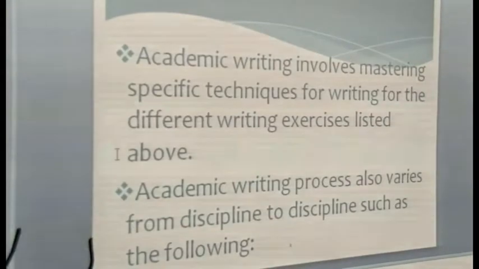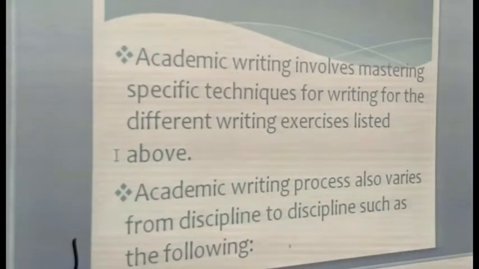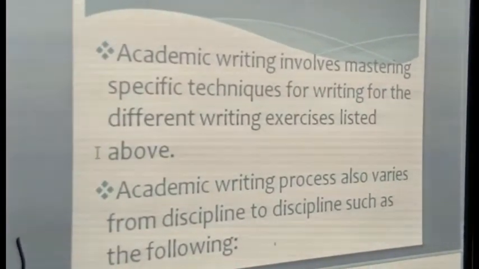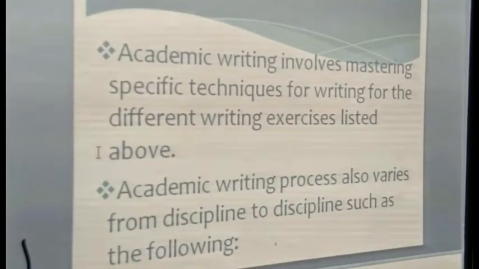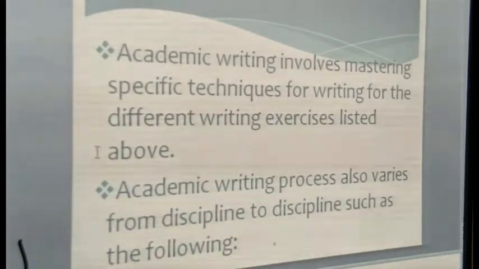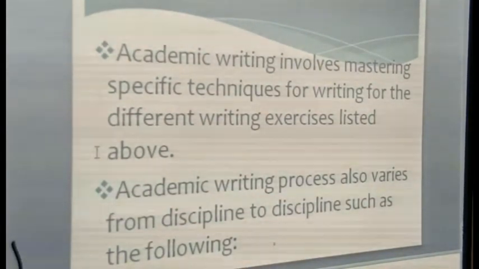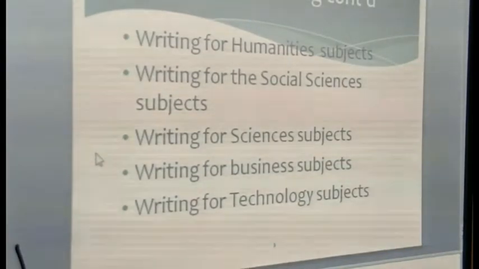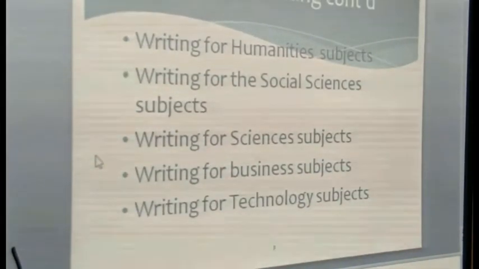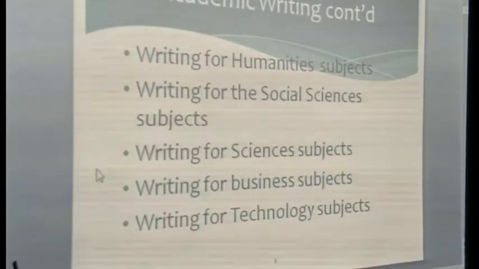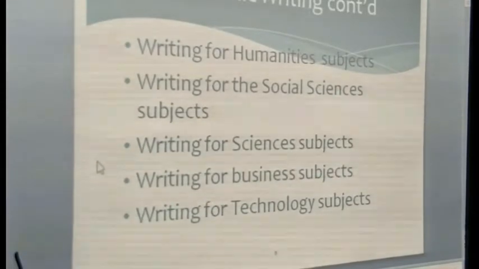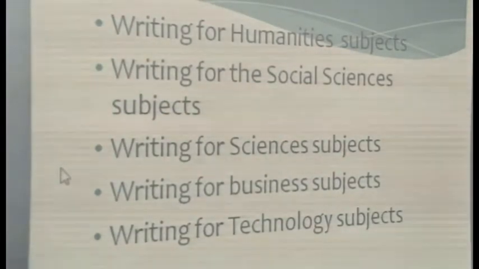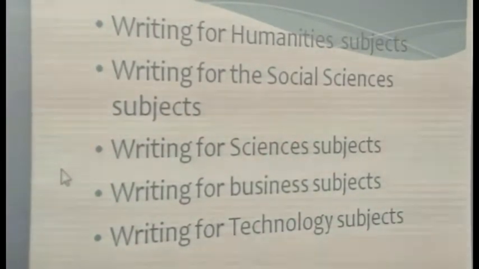Academic writing involves mastering specific techniques for writing for the different writing exercises listed above. Academic writing process also varies from discipline to discipline, such as the following. Writing for humanities subjects, writing for the social sciences subjects, writing for science subjects, writing for business subjects, writing for technology subjects.